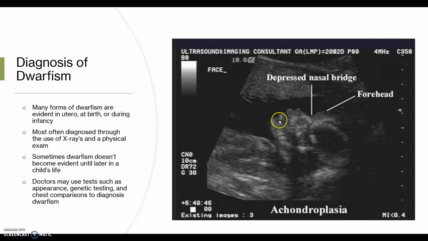And as you can see in this picture to the right, this was taken during an ultrasound, and the doctor labeled this infant with achondroplasia, and he could tell because of the prominent forehead and the depressed nasal bridge, which is what I talked about in the previous slide, how the cartilage did not form correctly into bone, so his nasal cavity is not properly developed.